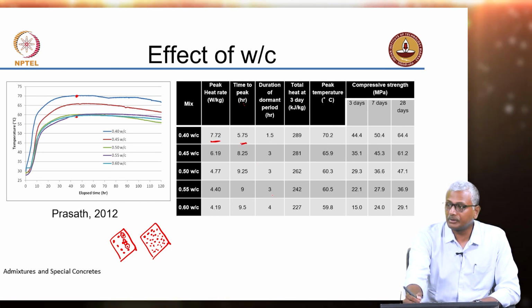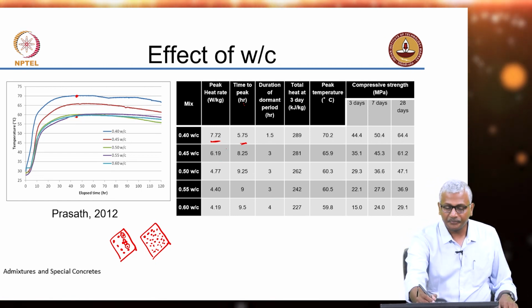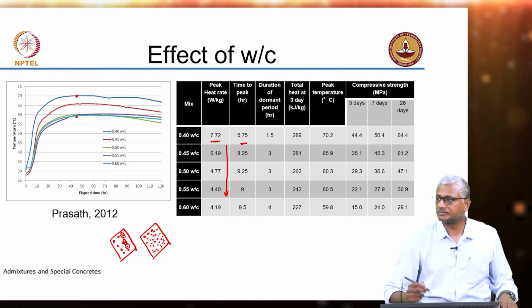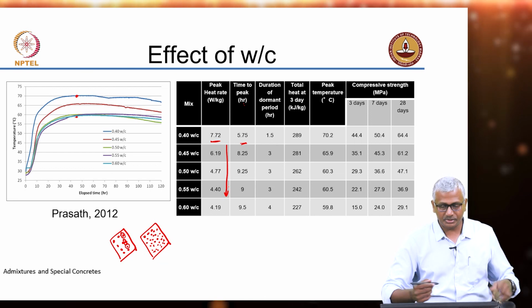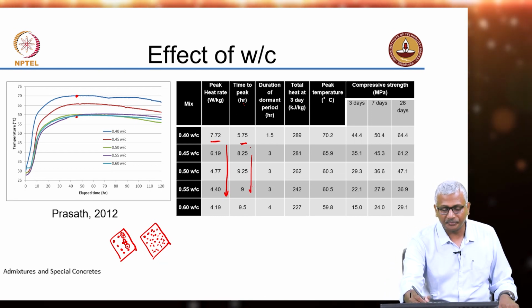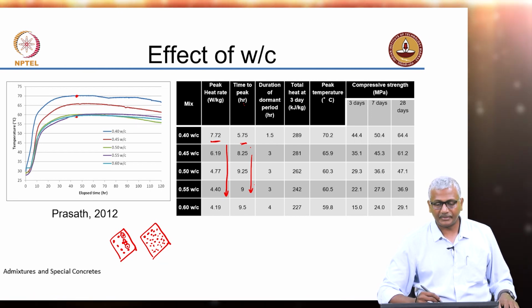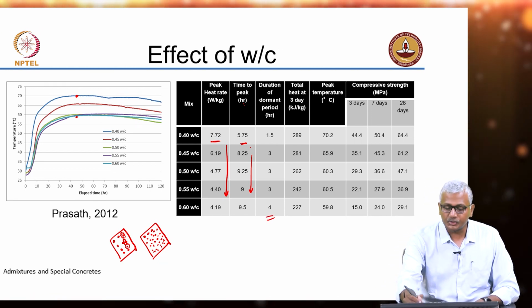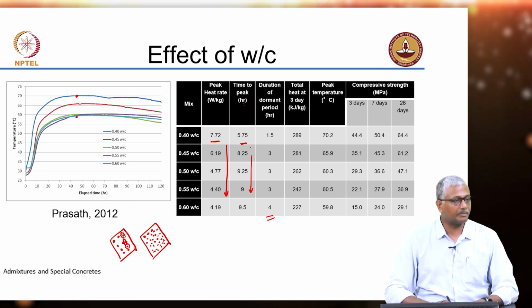You can imagine that when you increase the water to cement ratio, the peak heat rate will reduce, because the reactivity or the speed of reaction also reduces. The time to peak also increases. You achieve that peak at a later period. Your dormant period also increases as you increase the total water available in the system.